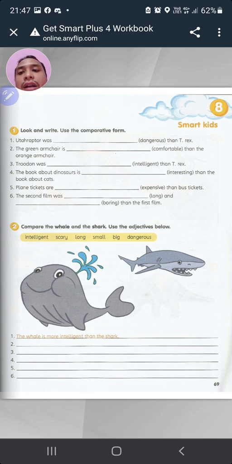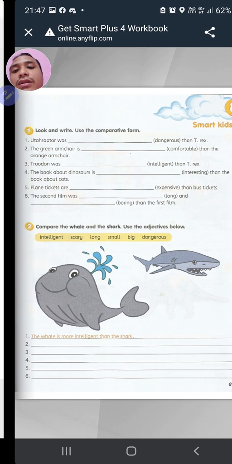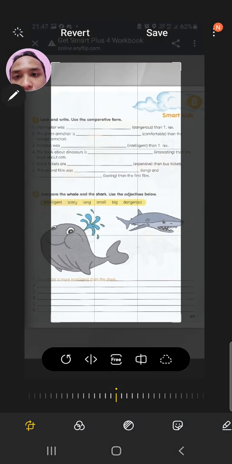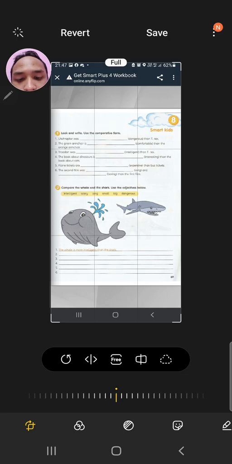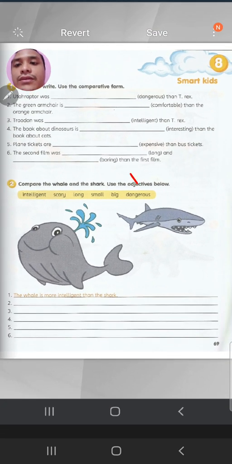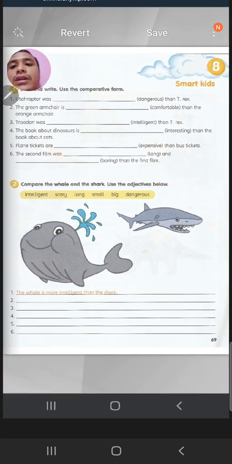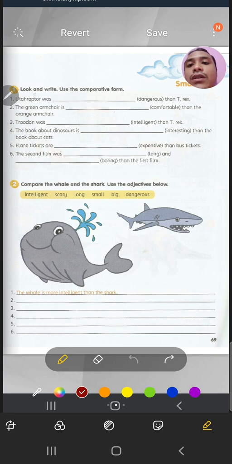Okay, page 69. Look and write. Use the comparative form. Again, awak kena tulis comparative adjective ni. Macam mana ni? Sekejap. Okay, let's look. Tepi sikit muka sini. Okay. Look and write. Use the comparative form. Okay. Utah raptor was dangerous than T-Rex. Okay, awak tak perlu tengok dah story yang tadi. Story yang awak dah baca tu. The story that you have read before. Okay, just use comparative form.